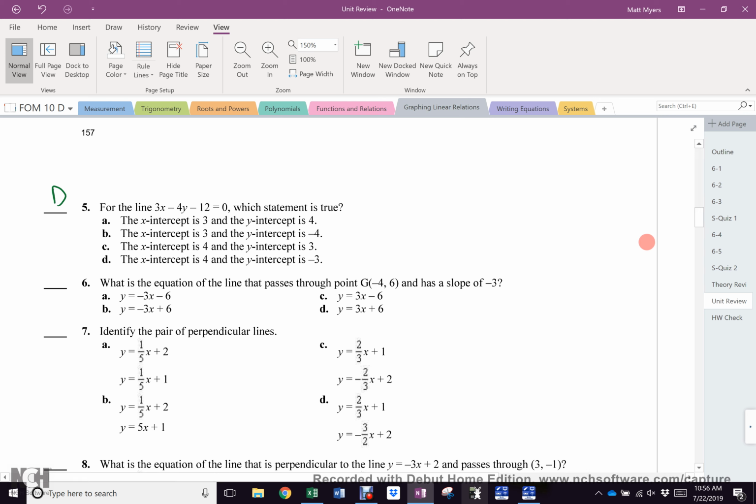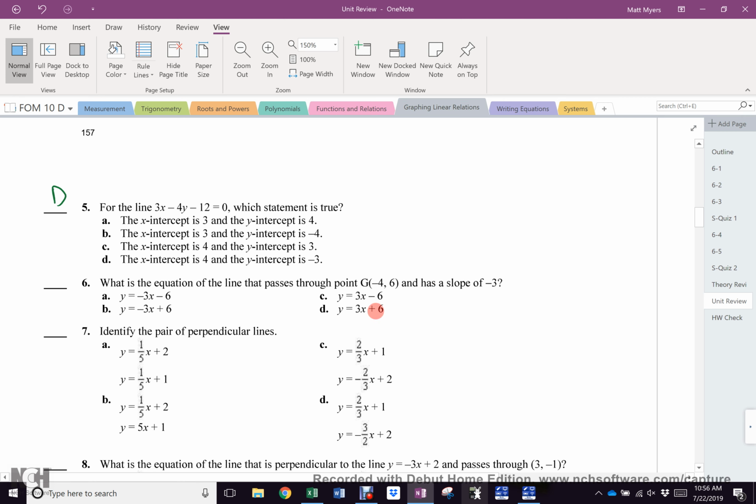Okay. Number 6. Oh, tricky. What is it? I got one person for A. Anybody else? C? B? Oh, we're all over the map here. Well, first of all, what would you use? Point slope or slope intercept? The answer is slope intercept.